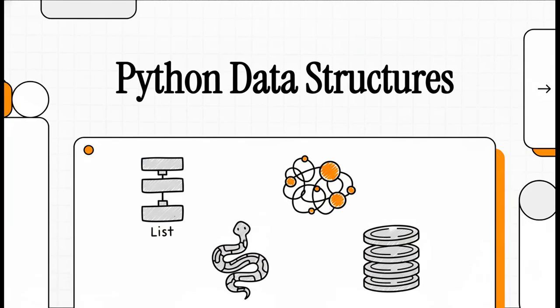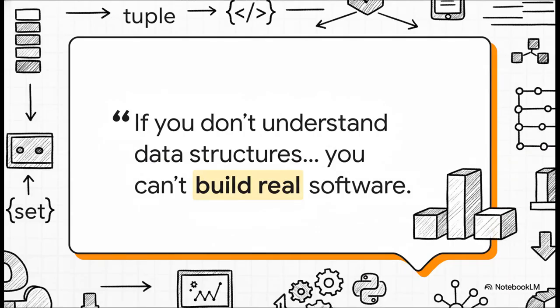Today, we're diving into the absolute bedrock of programming, Python's 4 essential data structures. Trust me, if you want to build real applications, you have to get these down. I want to start with something that's just super important. You see, if you don't get how to organize data, you're really just playing with code. But the moment you understand data structures, that's when you start building real, powerful software.